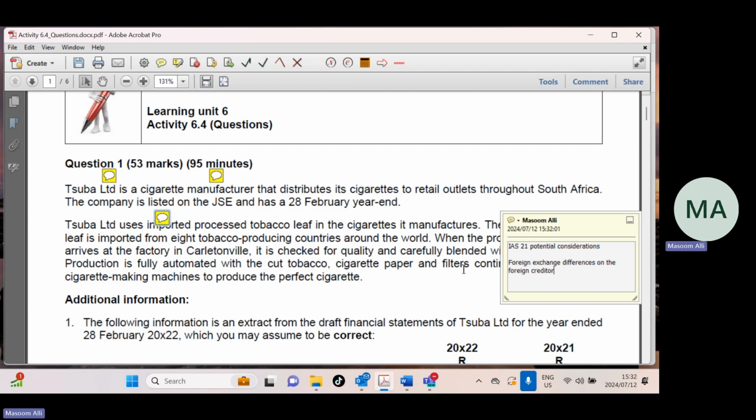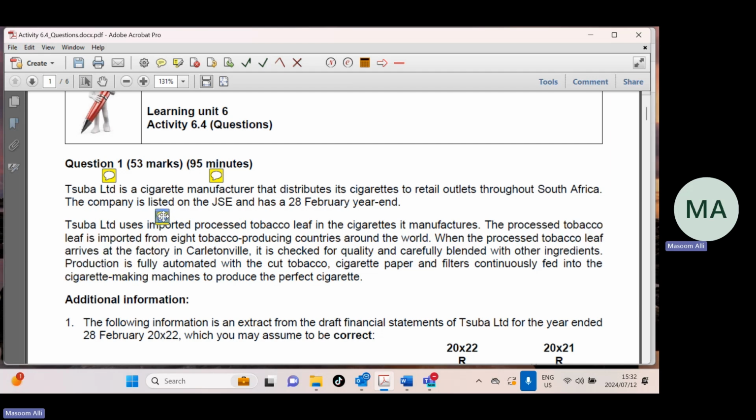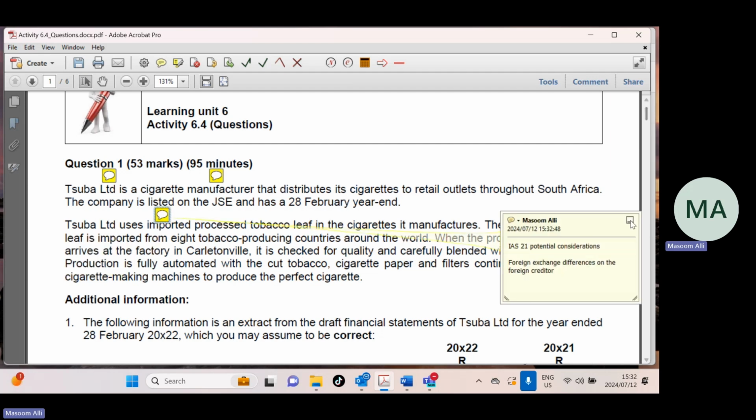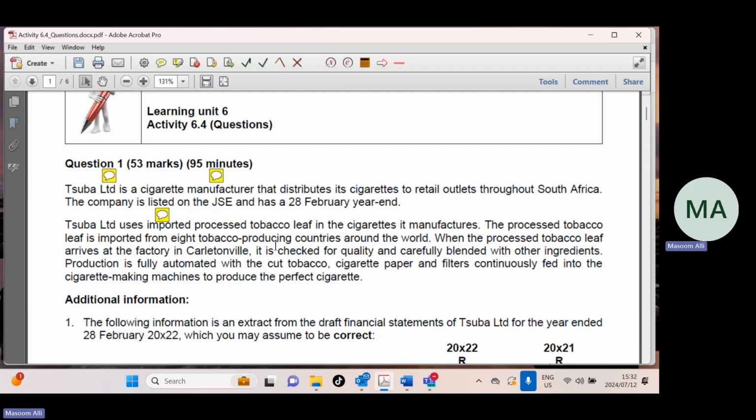Because these are likely to happen, and you are very likely to actually get that. So it is something that you are definitely supposed to be taking into consideration. So when you see something that says imported, or even if it said that they distribute to retail outlets throughout South Africa and in neighboring countries or something like that, it's giving you an indication that there is foreign exchange at play. So you need to be highlighting or writing on your page, hey, you know what, IS21, let's think about the implications for that.